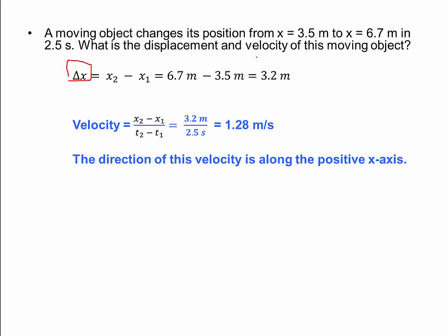And this displacement occurred in what time interval? It occurred in a time interval of 2.5 seconds. Therefore, velocity is change in the x value, change in displacement, change in position, divided by change in time. That is 3.2 meter divided by 2.5 second is 1.28 meter per second. All right.